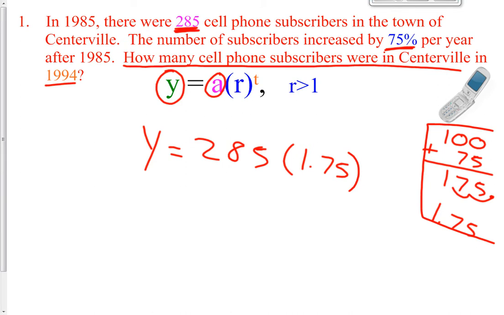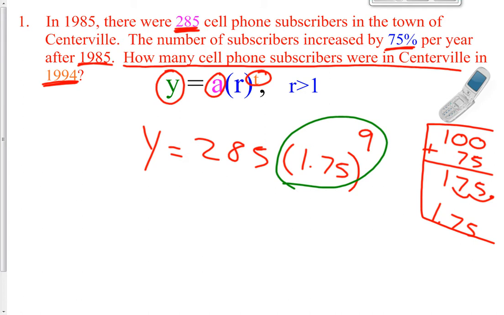Raised to the time t is what happens in this spot. So what is time t? How many years had passed to go from 1985 to 1994? 9 years had passed, so it's raised to the 9th power. So, what is y? We could simply put this into our calculator now. Make sure you follow order of operations. You're going to do exponents first.